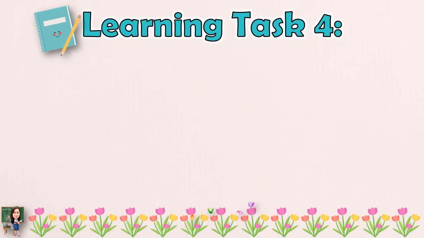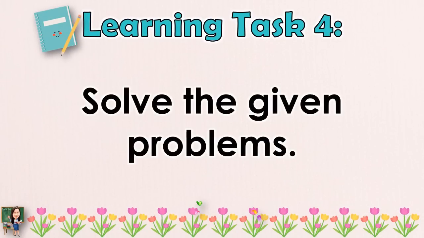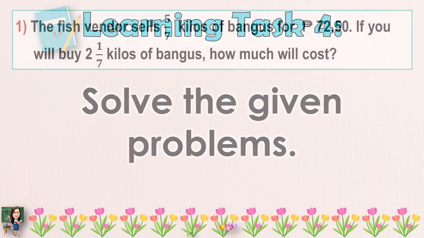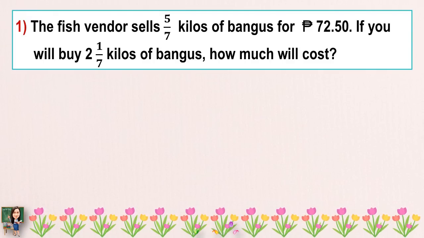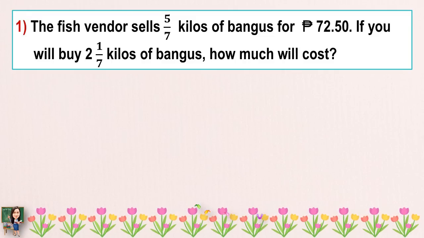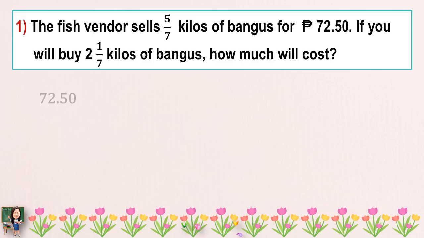Learning Task 4. Solve the given problems. Number 1. The fish vendor sells 5/7 kilos of bangus for 72.50. If you will buy 2 1/7 kilos of bangus, how much will it cost?